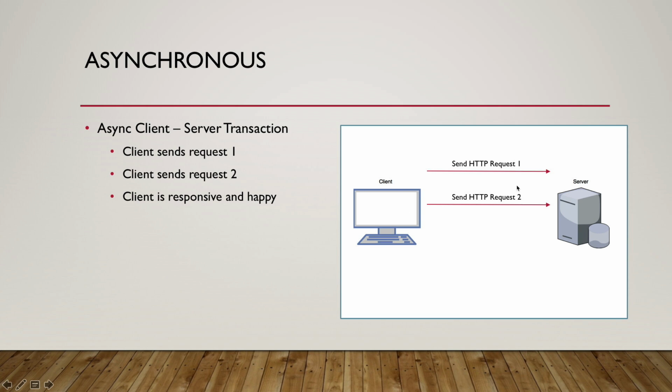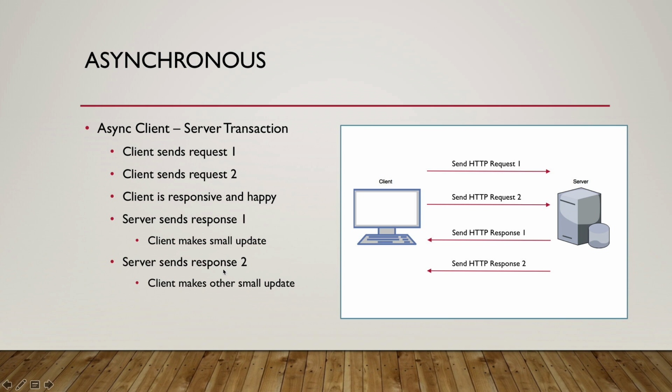And things will just keep going, because instead of blocking and waiting for the response to these and assuming that I can't do good work until I get the response, I just keep going. The server then eventually responds. It sends back response 1. And now the client makes some sort of update, typically small, to the page based on the data that it received back. And then finally, the server responds with the second response, whatever request 2 asked for. And again, some sort of small update happens to the page as a result of that.